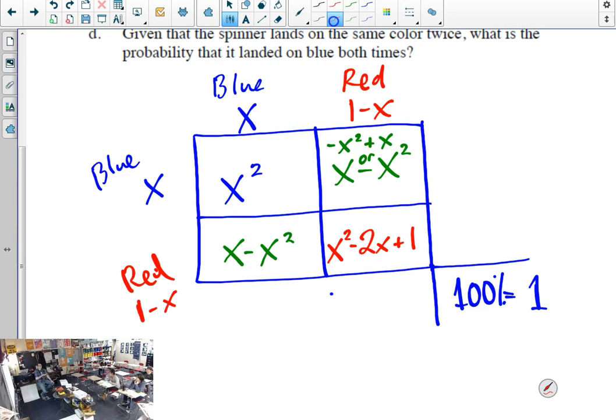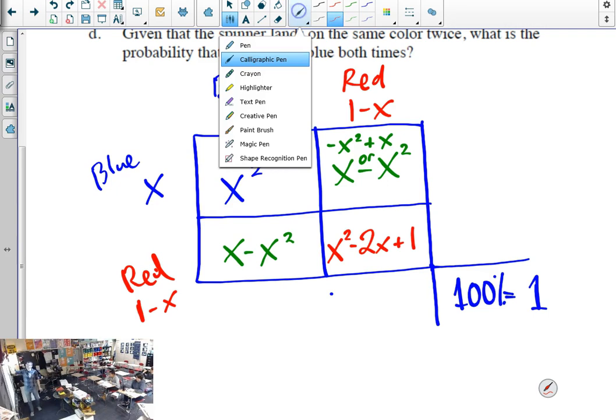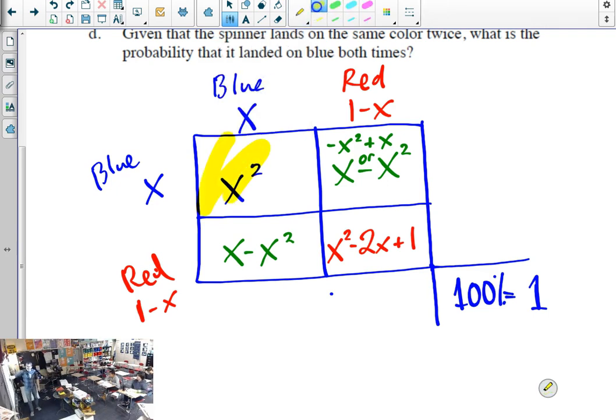Wait. Think about the given right here. What's our given? Blue's x. No. What's our given? Well, yes, but two colors, red and blue. But what's the given? If they land on blue twice. Close. Same color twice. Oh, okay. The given is that we match. Our given is here and here.